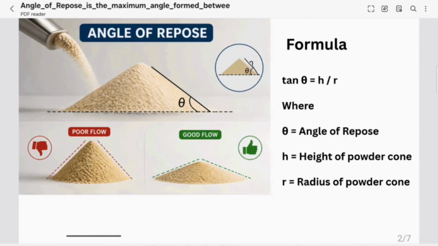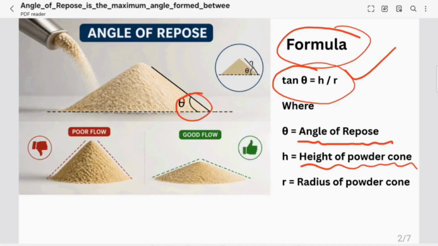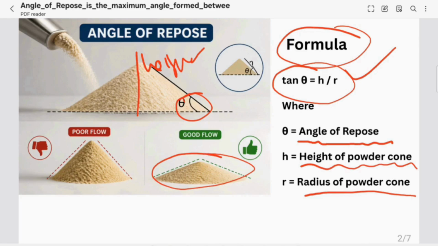The mathematical formula which is used to determine the angle of repose is tan theta is equal to h by r. Here theta means the angle of repose, h is equal to the height of the powder cone, and r is equal to the radius, that is the radius which is going to form during the flow.